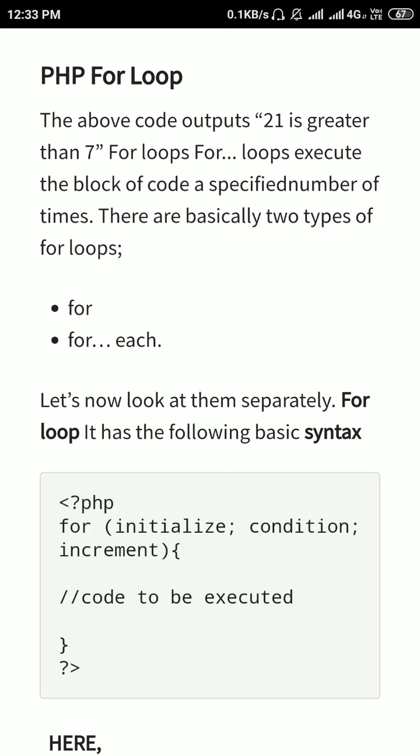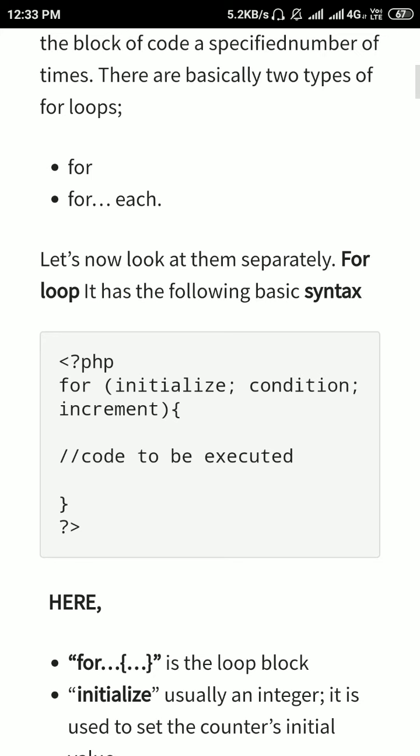So see what is the syntax of the for loop. It is the same as you used in C and C++ and other programming languages. So first I have to write for, and then you have to initialize, then give the condition, then the increment or decrement sign, and close the bracket. So this is the syntax of the for loop.